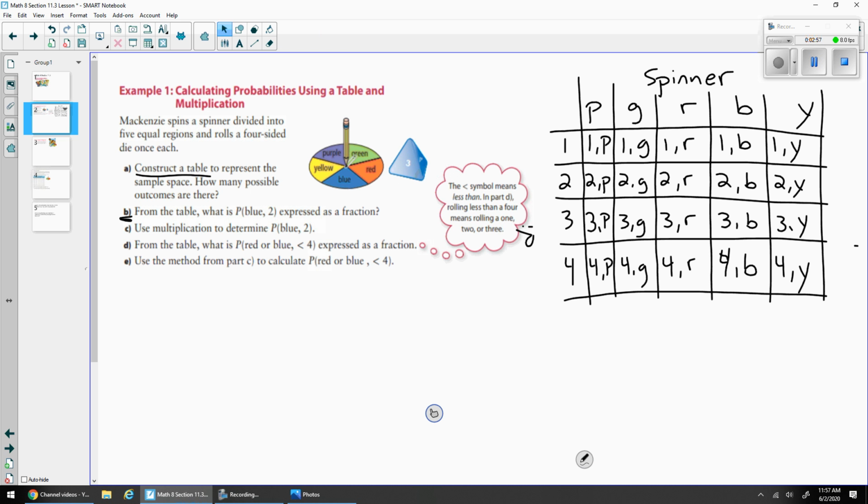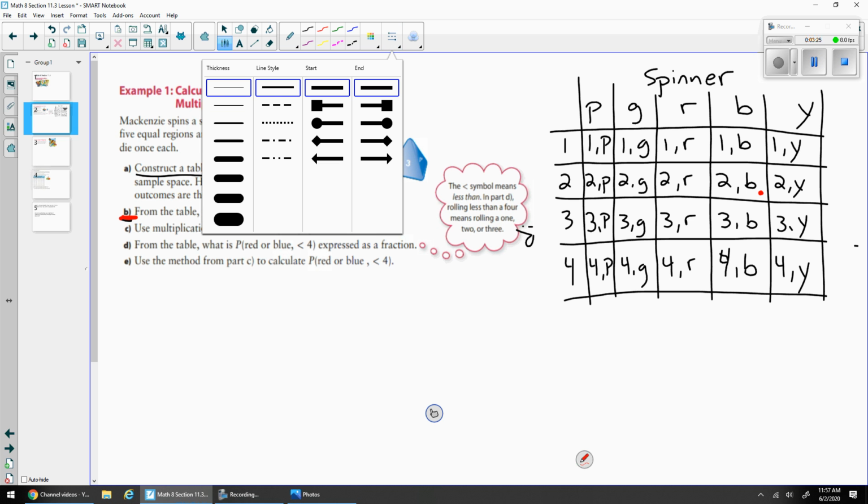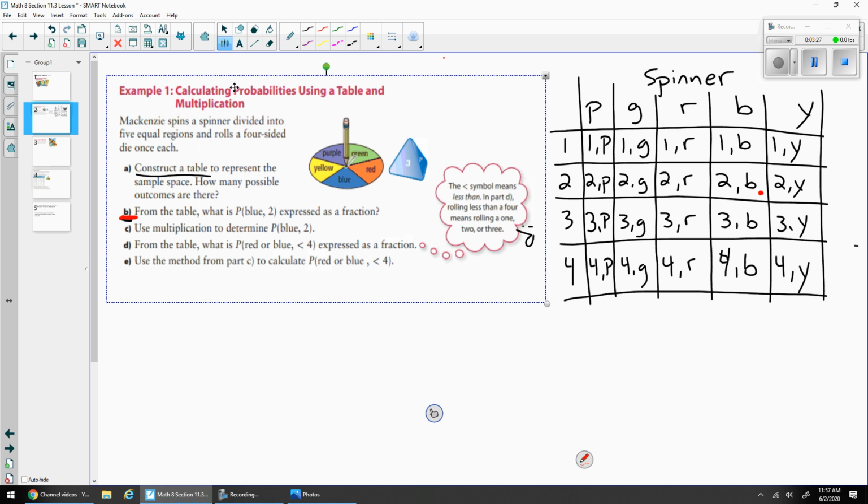So B, from the table, what is the probability of blue and a 2 expressed as a fraction? So let's use a specific color. So for B, red, I'll put a dot beside that favorable probability. So blue and 2, B and 2. There's only one of those, blue and 2. And so we said there was 20 total outcomes. And so blue and 2 would be 1 outcome out of the 20 total outcomes.